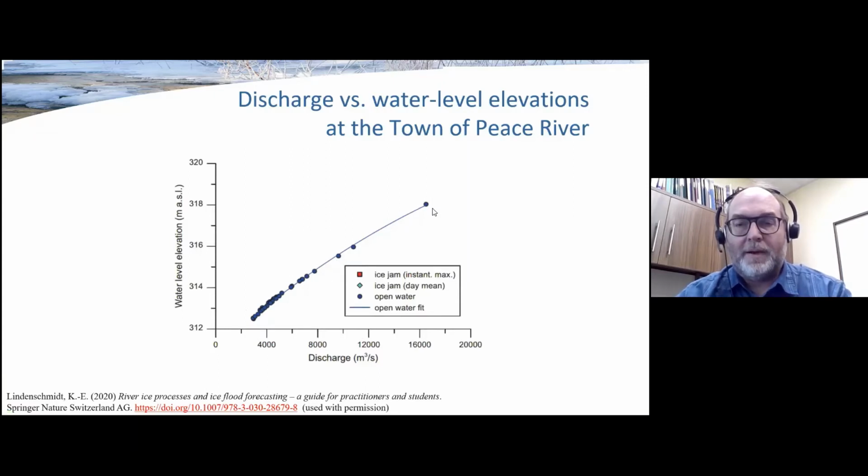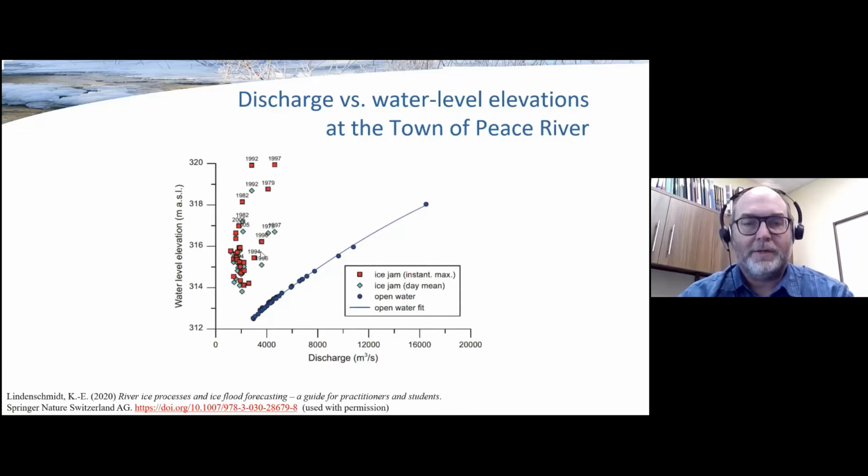These are annual maximum water levels for certain discharges along the Peace River at the town of Peace River. Now, ice jamming is a different story. It doesn't quite fit like this.